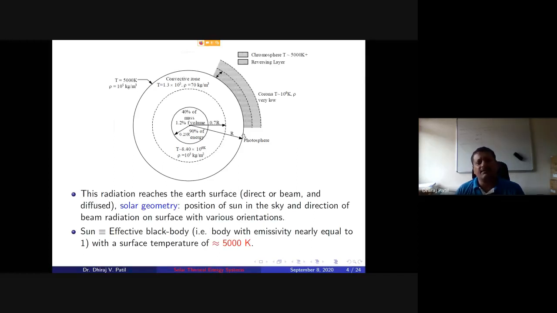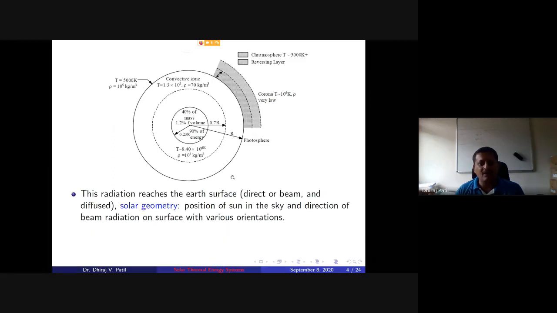For example, if you plan to look at the performance of solar photovoltaic systems, the photovoltaic material or photovoltaic panels that you produce in the laboratory, you can simulate the sun, and you can test these panels with what is known as a sun simulator. So a sun simulator should be a perfect sun simulator.